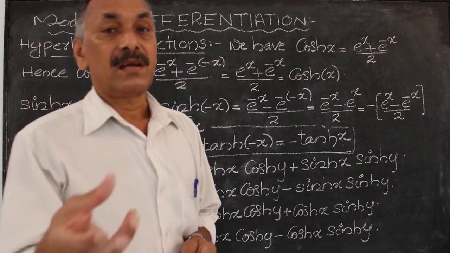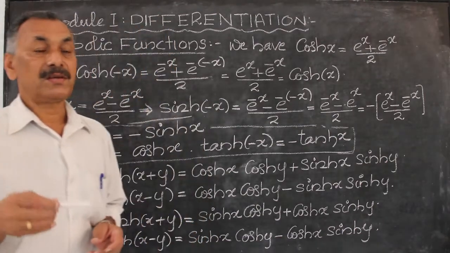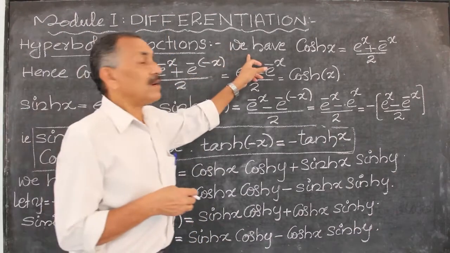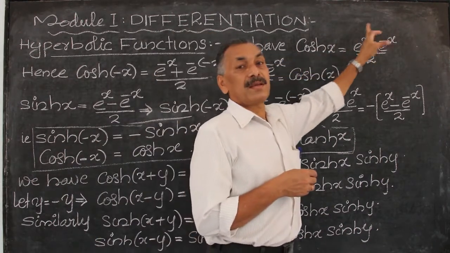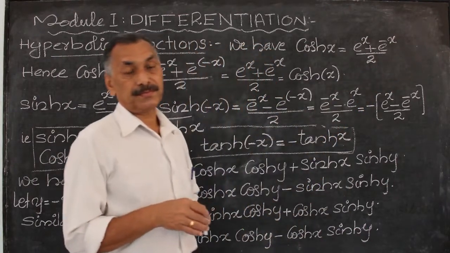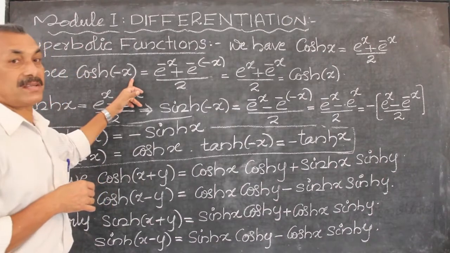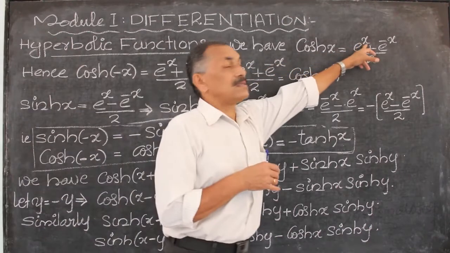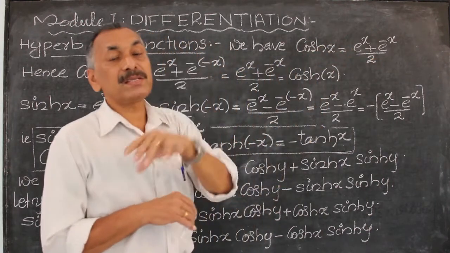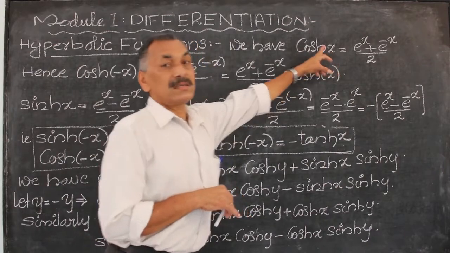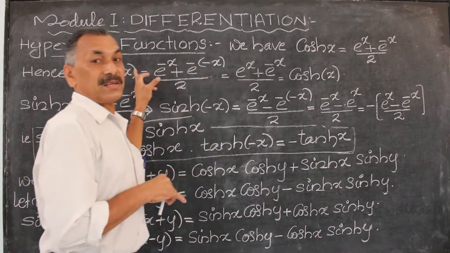In the same way, consider the value of hyperbolic functions for negative angles. What is cosh x? The value of cosh x is equal to (e raised to x plus e raised to minus x) by 2. What is cosh(-x)? That means in this expression, put x equal to minus x. The x on the other side will become minus x.